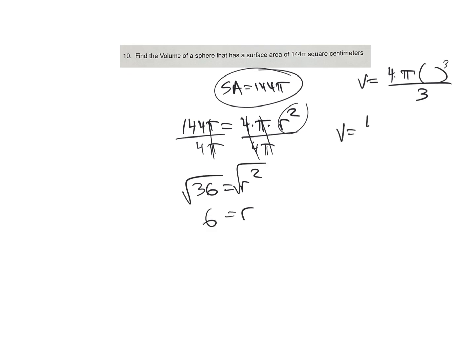So our volume is 4 times pi times 6 cubed all over 3. So 6 cubed times pi times 4, divided by 3, gives me 904.78 cubic centimeters.